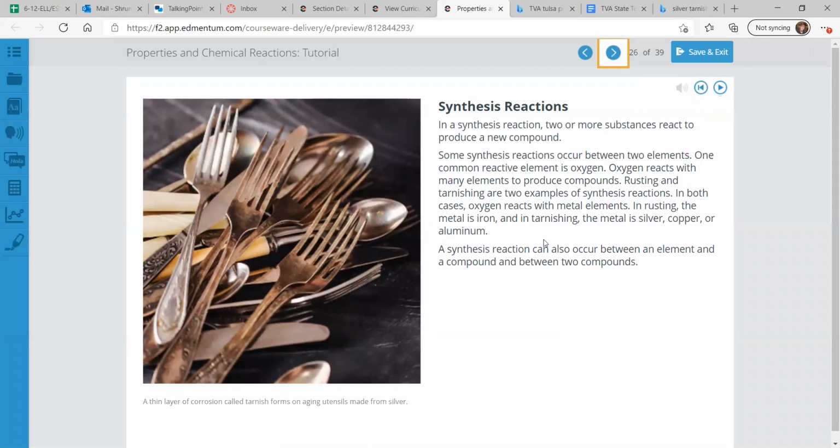Now, with synthesis reactions, two or more substances react to produce a new compound. Some synthesis reactions occur between two elements. One common reactive element is oxygen. Oxygen reacts with many elements to produce compounds. Rusting and tarnishing are two examples of synthesis reactions. In both cases, oxygen reacts with metal elements. In rusting, the metal is iron, and in tarnishing, we're dealing with silver, copper, and aluminum. A synthesis reaction can also occur between an element and a compound and between two compounds. Now here in the picture, a thin layer of corrosion called tarnish forms on aging utensils made from silver. So you can see a little bit there.